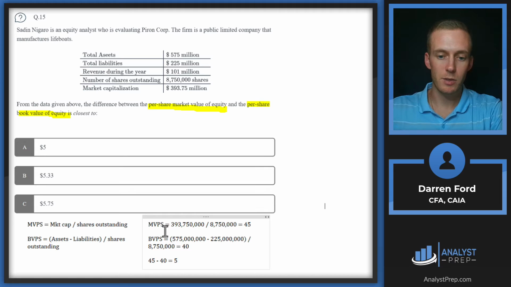All right, so we've got our market value per share, pulling that number in and dividing it by the shares outstanding, we get 45. And then book value per share, that assets of 575 million minus the 225 million liabilities. And then we're going to divide by those shares outstanding again, gets us to 40. Take 45 minus 40, gives us 5. So we'll go with answer A.